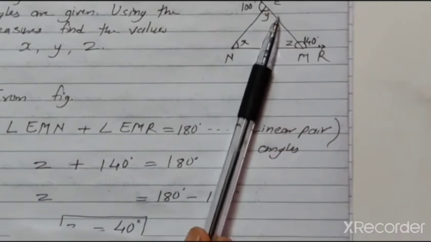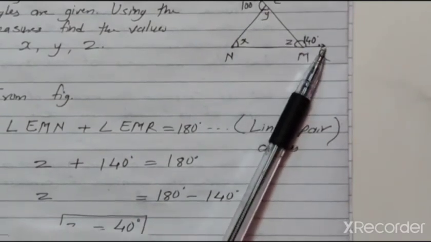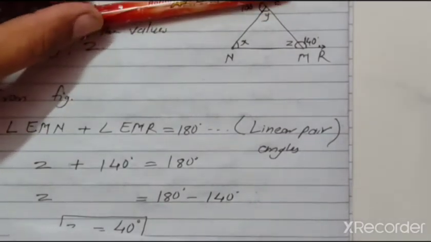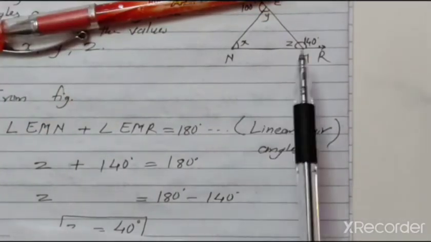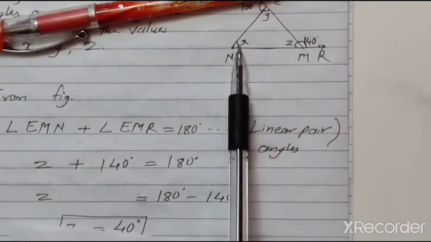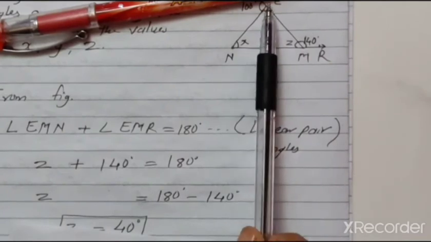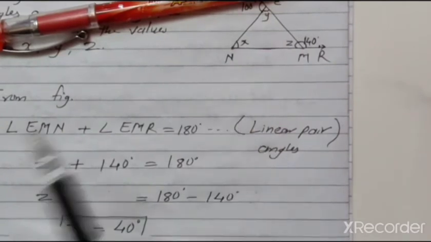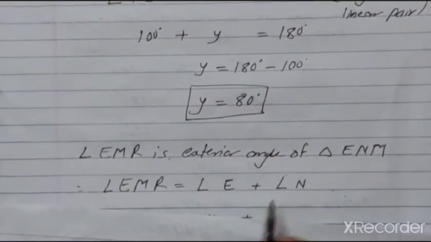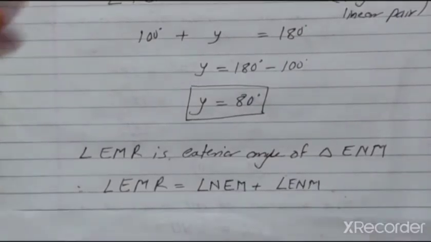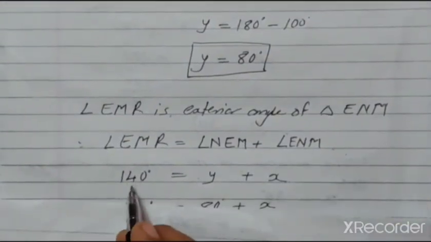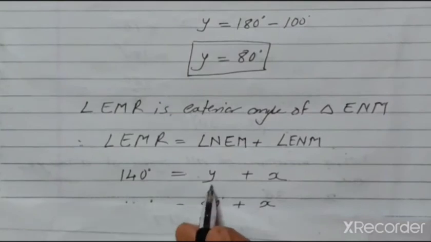So when this EMR is the exterior angle of this triangle, now just concentrate on this figure only. When this angle is the exterior angle, its remote interior angles are these two angles, that is angle E and angle M. So let us write down. I am just converting it into its three-letter name. Now substitute its values from this figure. So this is the exterior angle whose measure was 140 degree, y plus x.